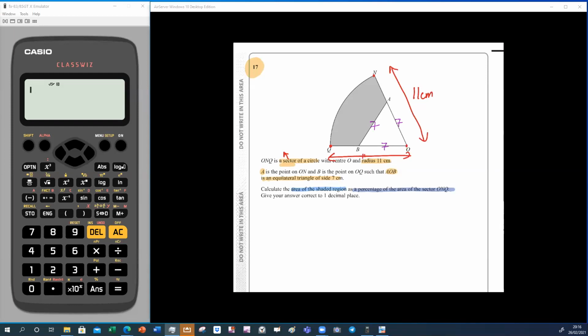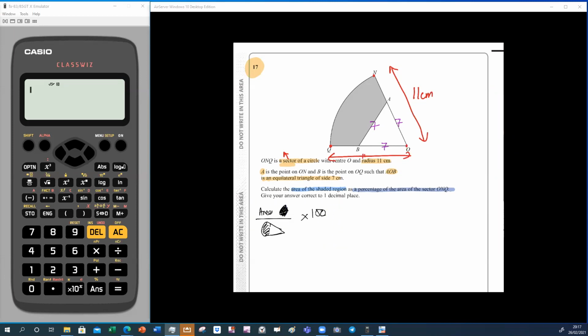Calculate the area of the shaded region as a percentage of the whole lot. So let's have a look. How do you write that down? The area of the region as a percentage of the area of what? The whole sector. The bit that's shaded at the back is over here. So it's going to be the bit that's shaded over the whole sector, and then times it by 100 to give you that as a percentage. So that's the idea that we need to have.